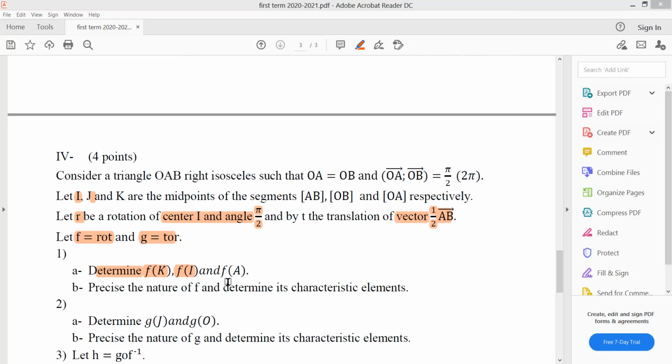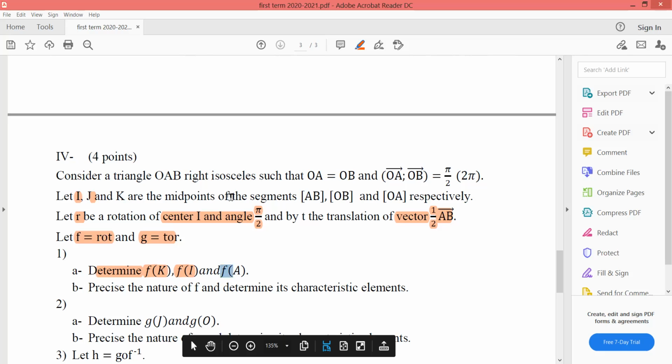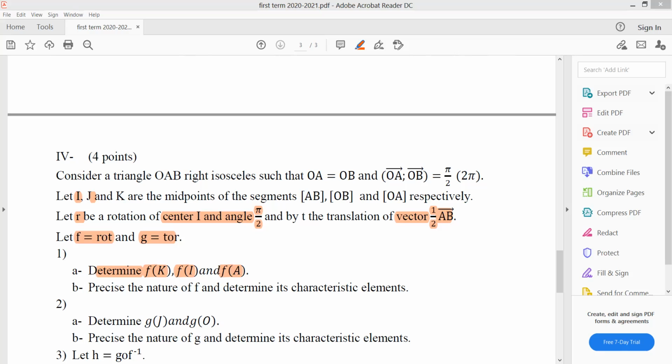And f of A. To determine f of A also, f of A is r round the translation of A. The translation of A by half AB is I, since AI equals half AB. So we get the translation of A equals I. I is the center of R, then the rotation of I equals I, since I is invariant by R.